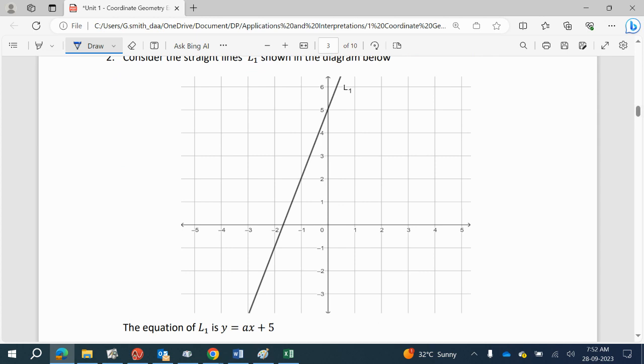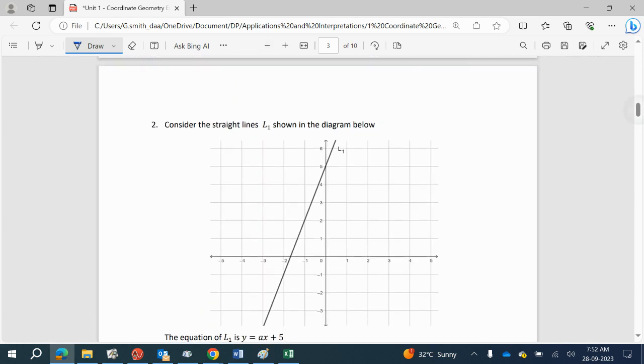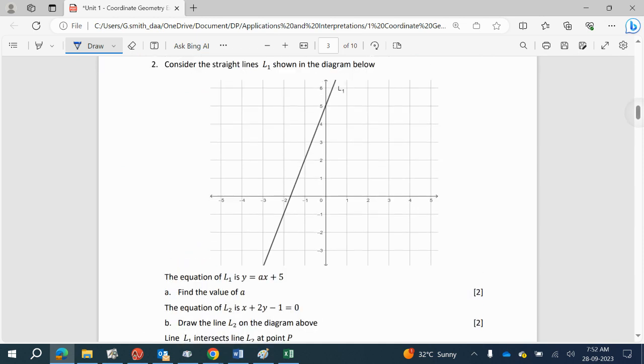So this question was fairly easy and straightforward, but it confused people a little bit. So we have a straight line here, L1, and the equation for the line is given as y is equal to ax plus 5, and we're asked to find a. This form of the straight line equation, mx plus c, is the slope-intercept form. It's a very useful form of the linear equation. It's useful for converting between a graph and an equation, or an equation and a graph.